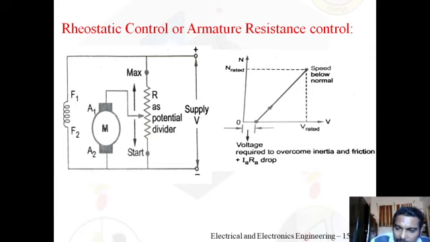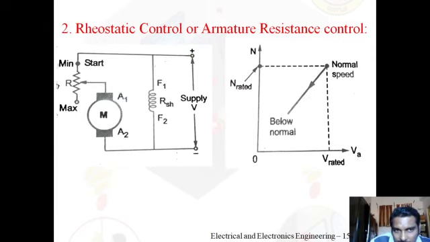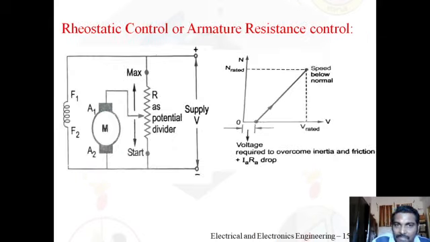So in both graphs, where a resistance is included, we discussed a linearly decreasing graph. Here, where we have replaced the resistance with a potential divider, we analyze the same concepts, but a linearly increasing graph. In both ways, the speed of a DC shunt motor can be controlled below the rated speed of the motor.